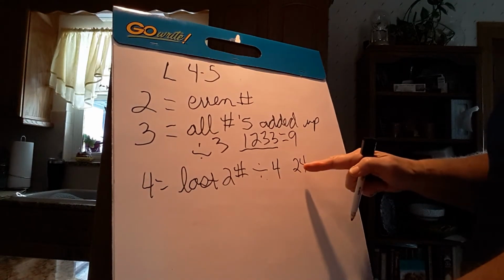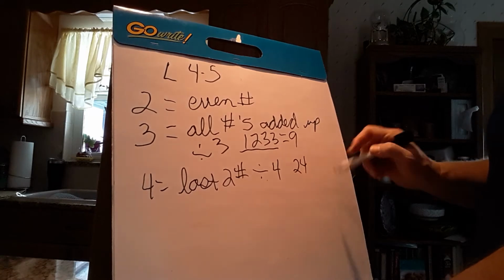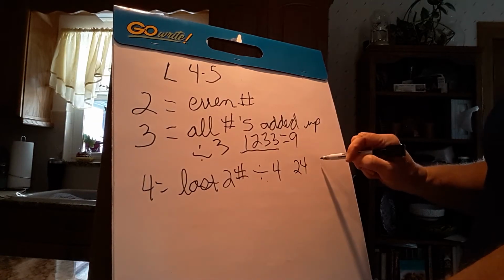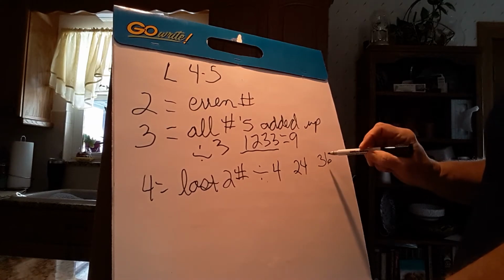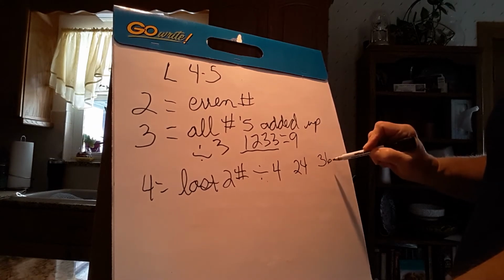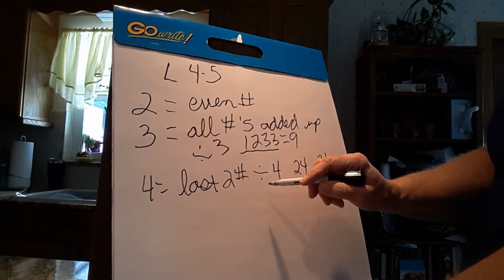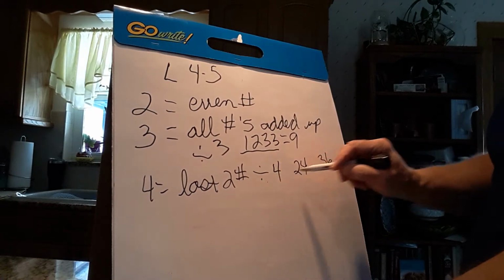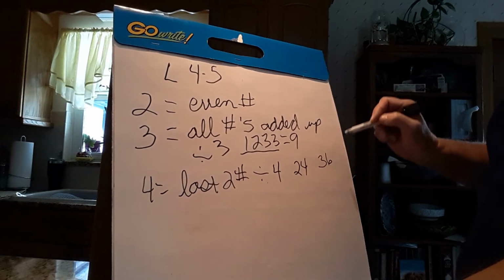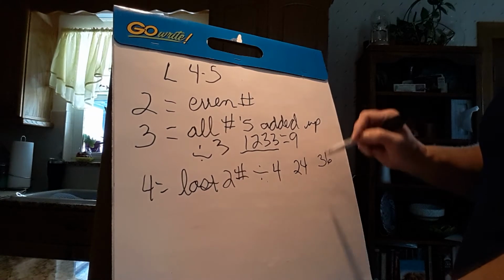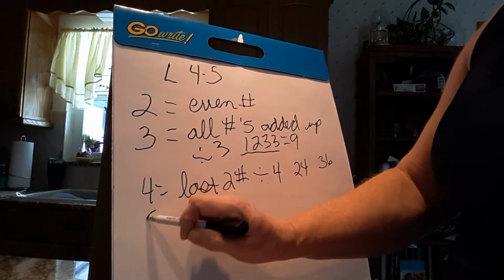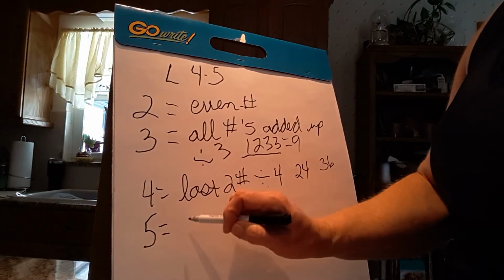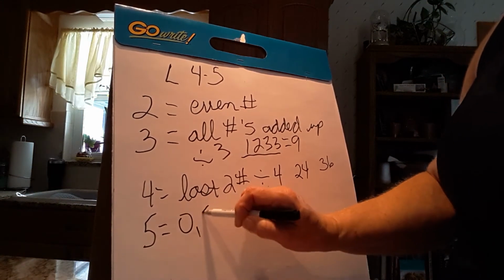If I have 36, it's divisible by 2, and yes, it is also divisible by 4 because 9 times 4 is 36. But we'll get some of those problems when we go forward. For 5, if it ends in a 0 or a 5.